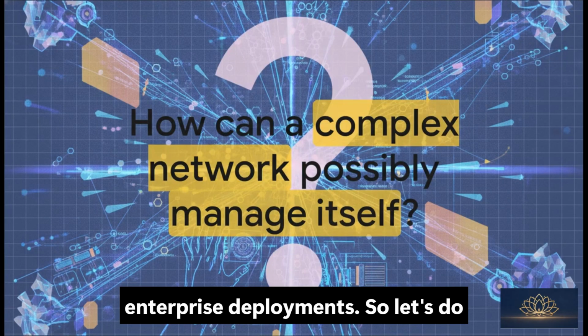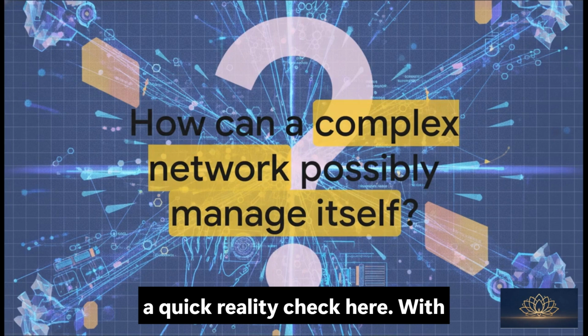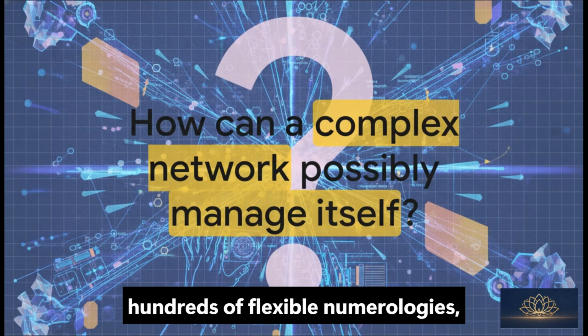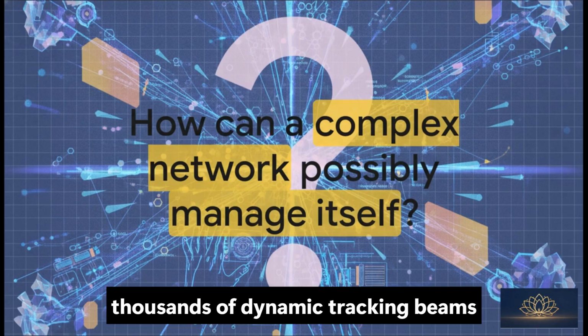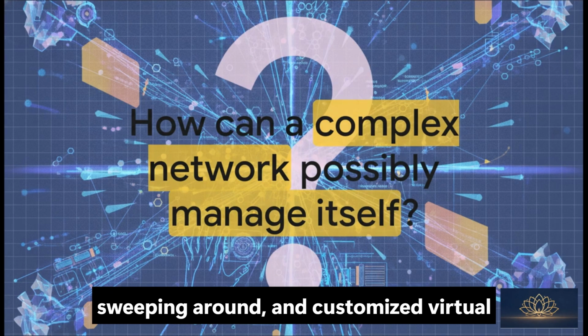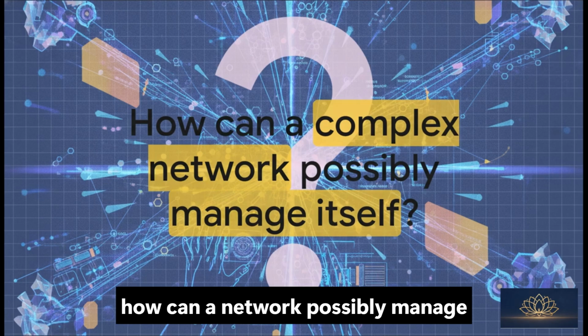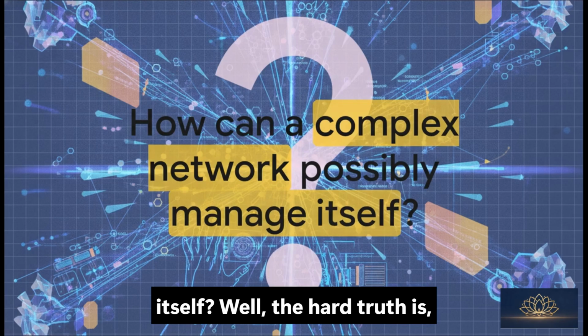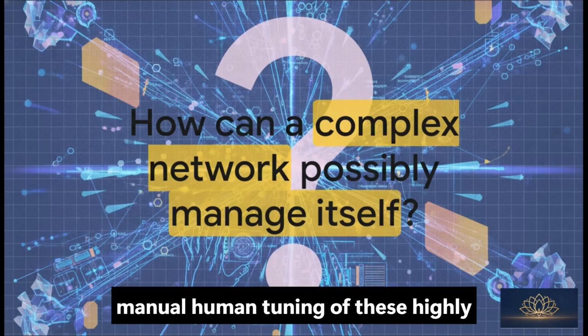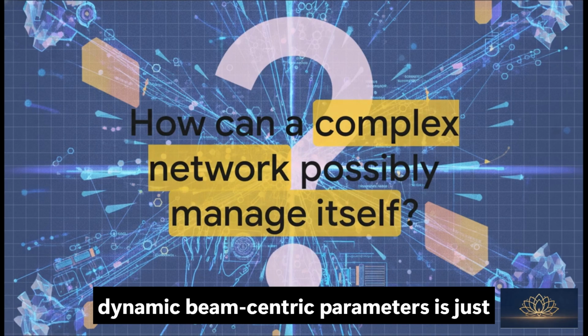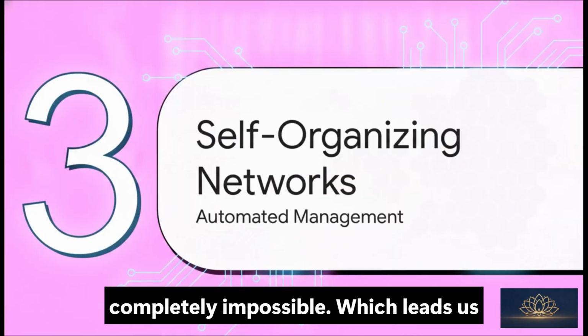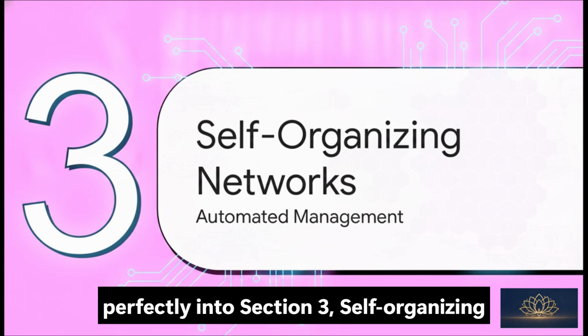So let's do a quick reality check here. With hundreds of flexible numerologies, thousands of dynamic tracking beams sweeping around, and customized virtual slices routing traffic to the edge, how can a network possibly manage itself? Well, the hard truth is, manual human tuning of these highly dynamic, beam-centric parameters is just completely impossible. Which leads us perfectly into Section 3, self-organizing networks.